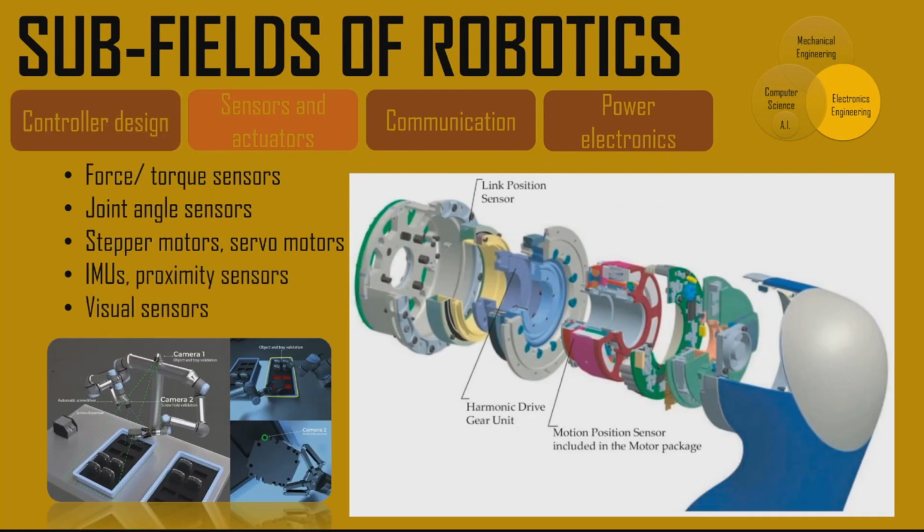And then of course, force and torque sensors embedded inside the robotic arm, joint angle sensors, stepper motors or servo motors for each of the individual joints, IMUs, proximity sensors, visual sensors or cameras, these fall under the category of sensors and actuators. So stepper motors and servo motors are of course actuators, and the other points mentioned here point to sensors. So sensors and actuators, another important subfield when it comes to electronics engineering.